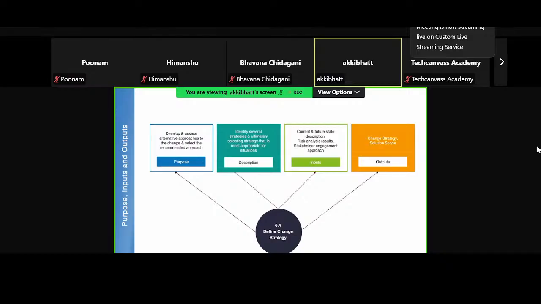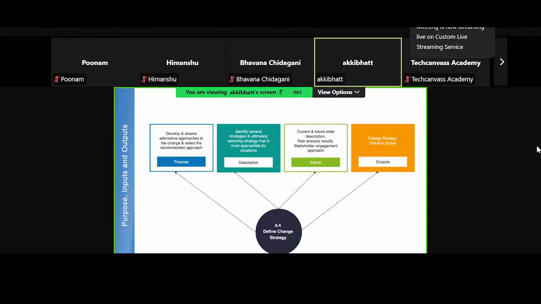Without this clarity, trust me, even well-conceived initiatives can become fragmented, can be delayed, and can be misaligned with the organization's objectives. So in short, the change strategy is not just a plan, it's a structured approach to transformation. It turns the vision of the future state into actionable steps, and I believe it ensures that every initiative contributes meaningfully to the organization's long-term success.